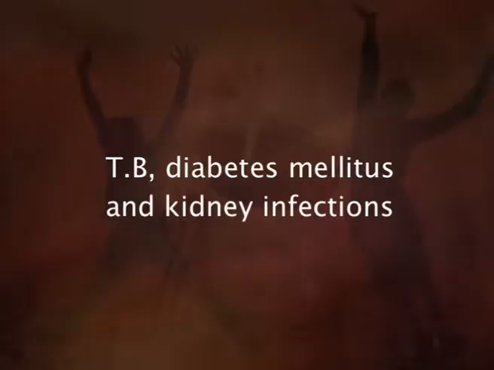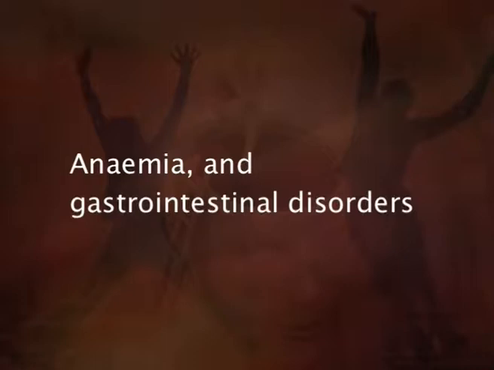Typical adolescent diseases are TB, diabetes mellitus, and kidney infections. In addition, an adolescent may suffer from anemia and gastrointestinal disorders. One disease source is endocrinopathology, which involves hormonal deficiencies. Such deficiencies will affect the adolescent's growth patterns, frequently causing thyroid and ovarian disorders.